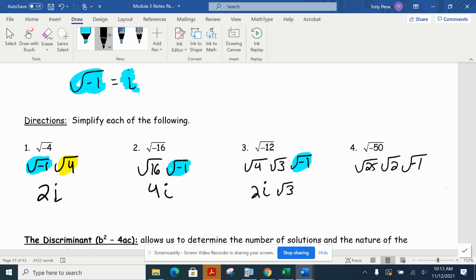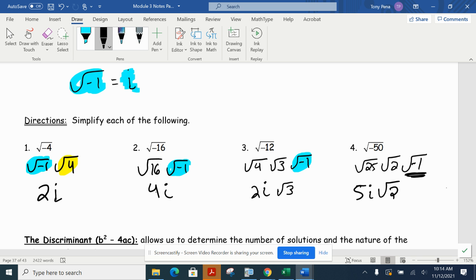Diana, what's the square root of 25? What is the square root of a negative 1? Okay. Thank you, Diana. And then that root 2 you can't do anything with. So we'd write this as 5i root 2.